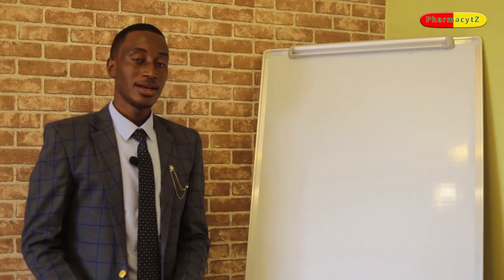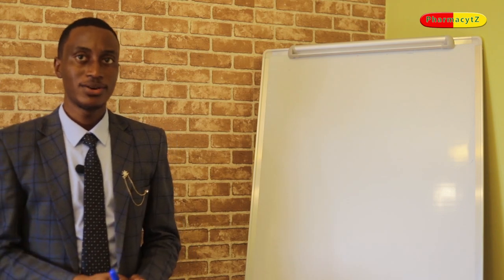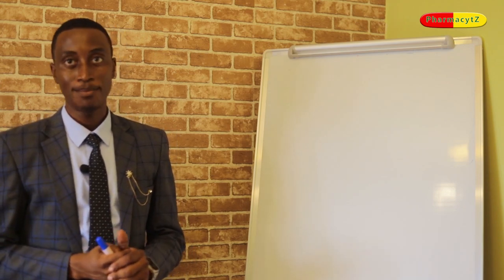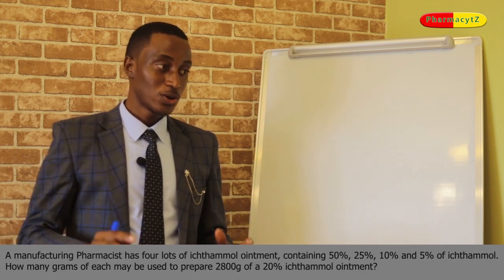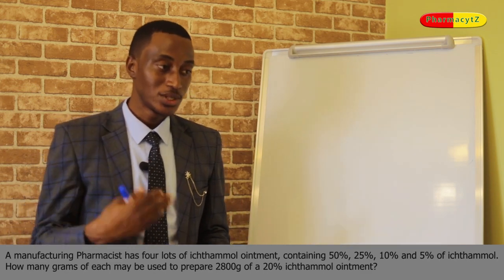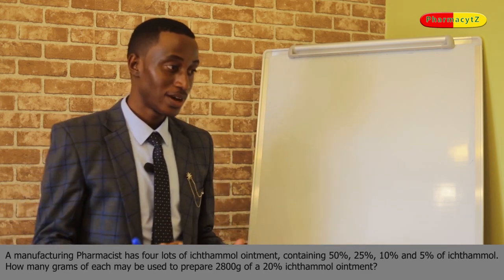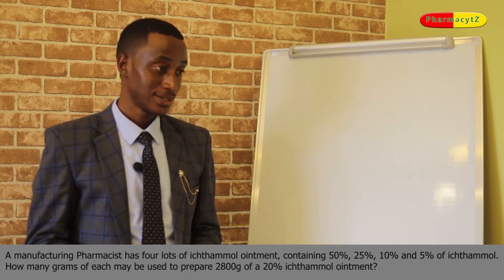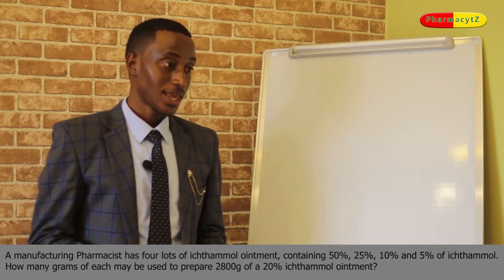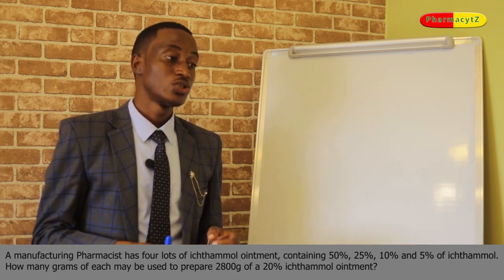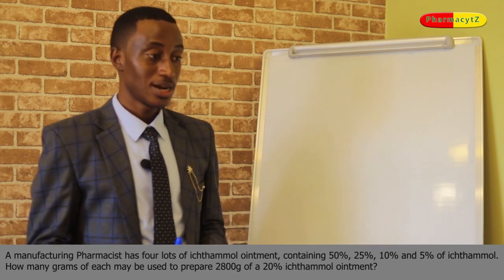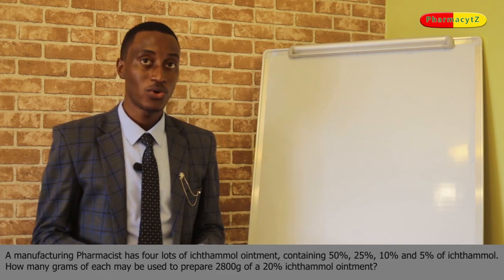Okay, the final question shall be on a manufacturing pharmacist. A manufacturing pharmacist has got 4 lots of ecthermal ointment containing 50, 25, 10, and 5%. Then, how many grams of each must be used to prepare 2,800 grams of 20% ecthermal ointment?